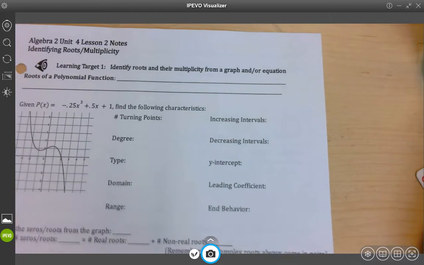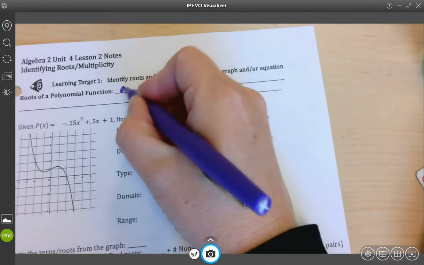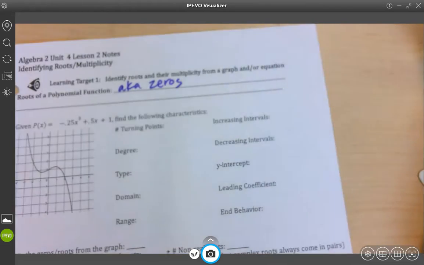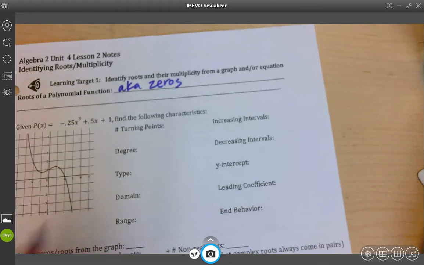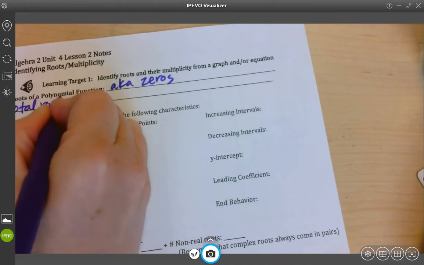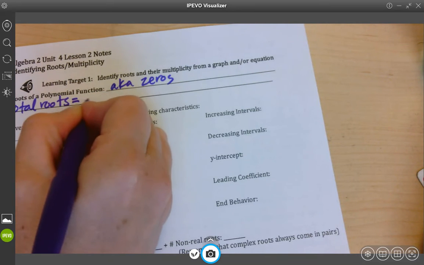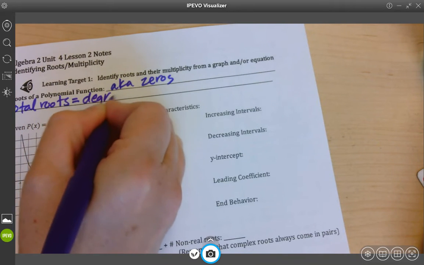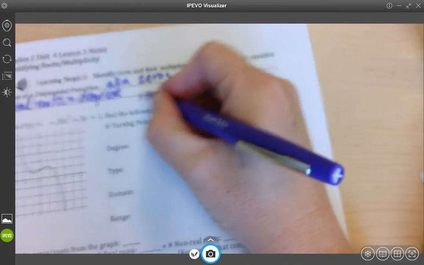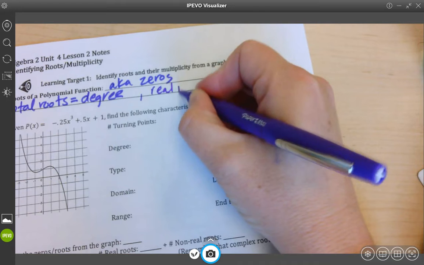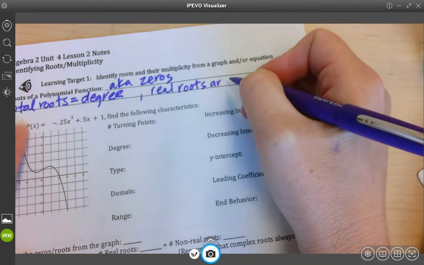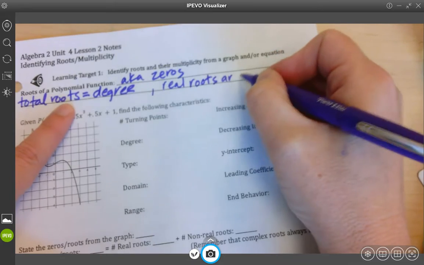So for the roots of a polynomial function, remember that they could also be called zeros. And remember that the total roots equal the degree. We learned that last class. That's the fundamental theorem of algebra. And then also remember that real roots are x-intercepts. So total roots are going to equal the degree.